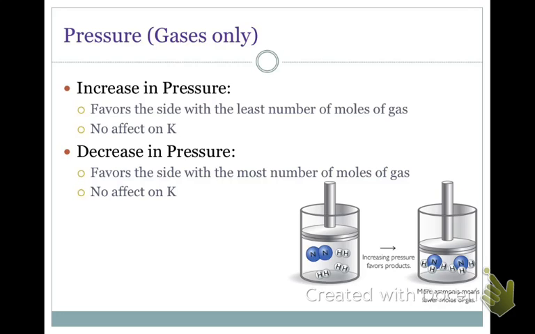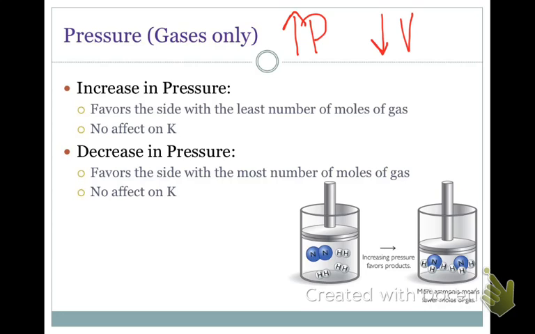So for pressure, this is of course for gases only. If you have liquids, solids, or aqueous solutions, pressure does not affect them. So if you increase the pressure, it favors the side with the least number of moles of gases, and there's no effect on K. If you decrease the pressure, you favor the side with the most number of moles of gases. And the reason for this is that pressure and volume are inversely proportional to one another. So if you increase the pressure, the volume goes down. So you have less space.